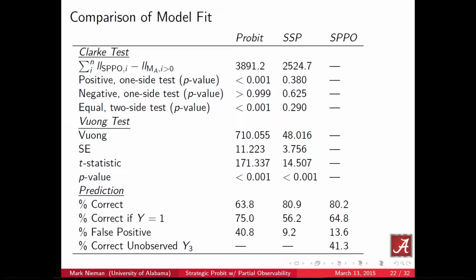Finally, if we want to separate the two zeros, we can correctly predict about 40% of the unobserved Y3 outcomes, where the other two, the traditional Probit and the split sample Probit, cannot predict those at all.